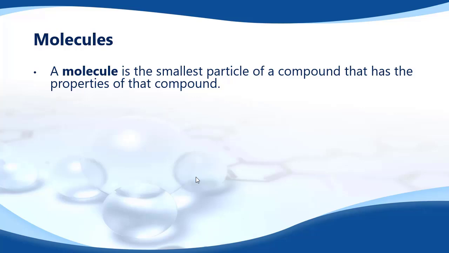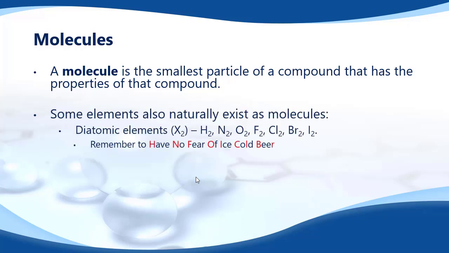This is a list that I'm going to have you memorize, and it becomes fair game for a pop quiz at any point during the year. Right? These 7 elements exist as molecules. The easy way to remember it is to have no fear of ice cold beer. If you're 21 or older, please use diatomic elements responsibly. These elements are hydrogen, which is have, nitrogen, no, oxygen, of, fluorine, fear, chlorine, cold, bromine, beer, and iodine, ice.